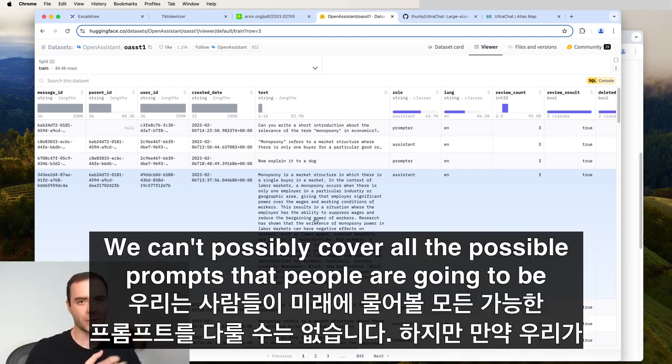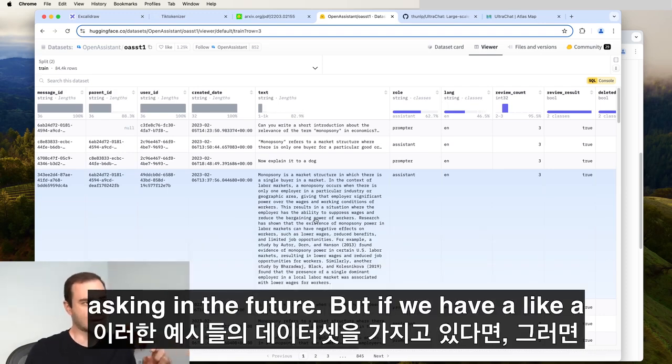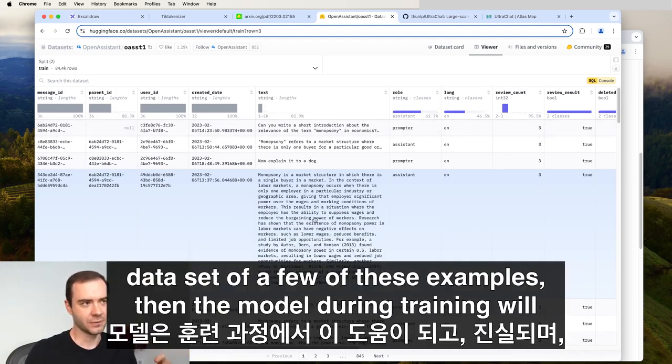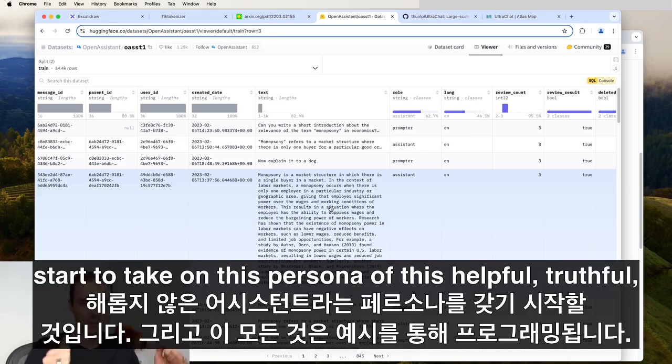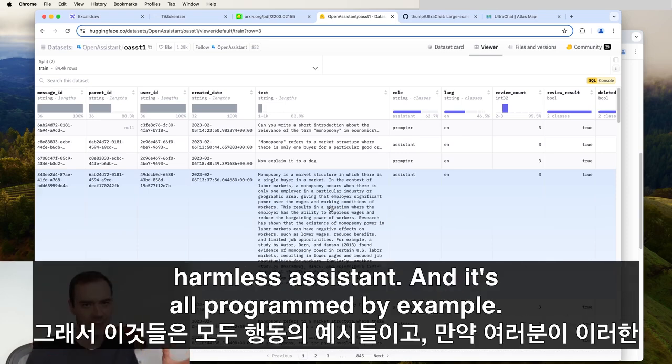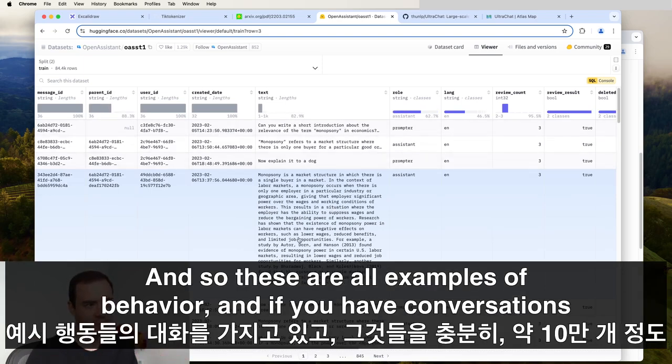We can't possibly cover all the possible prompts that people are going to be asking in the future. But if we have a data set of a few of these examples, then the model during training will start to take on this persona of this helpful, truthful, harmless assistant. And it's all programmed by example.